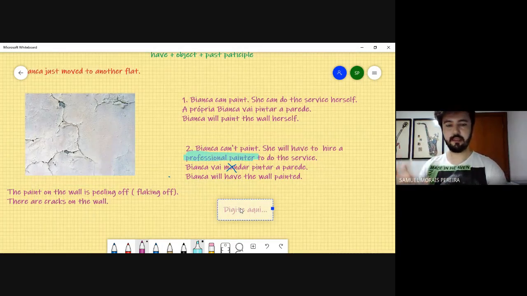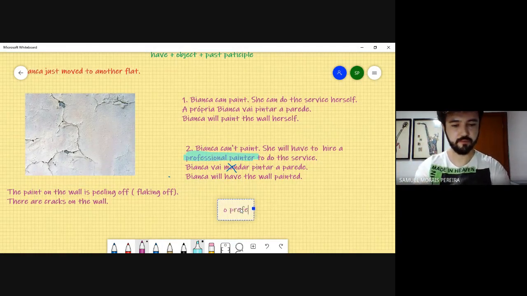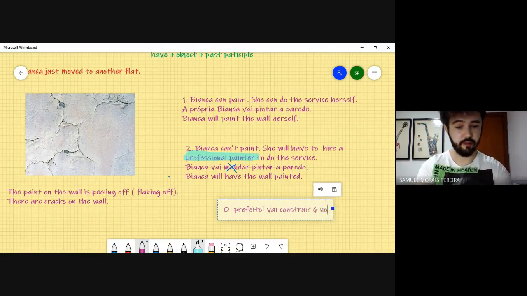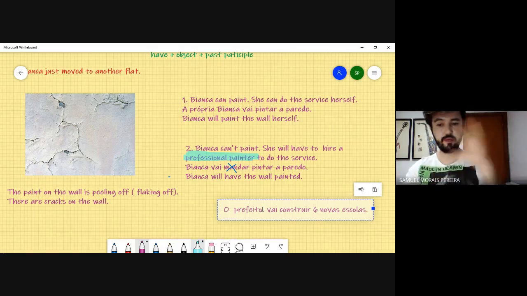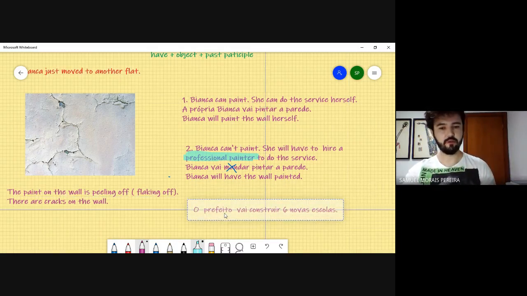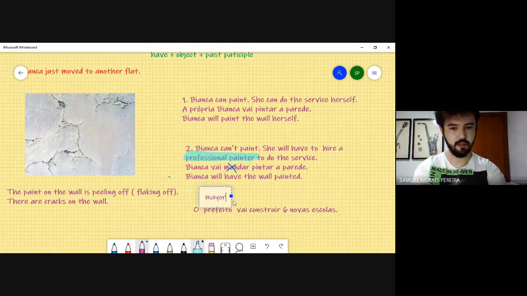How do you translate this sentence into English? Olha, o prefeito vai construir 6 novas escolas na cidade. Ou, eu vou parar aqui mesmo, 6 novas escolas. Essa é a promessa de campanha dele, ó. O prefeito vai construir 6 novas escolas. Pay attention. How do I say prefeito, professor? Prefeito in English is mayor. Okay? Oh, sorry. Mayor. Mayor, prefeito.